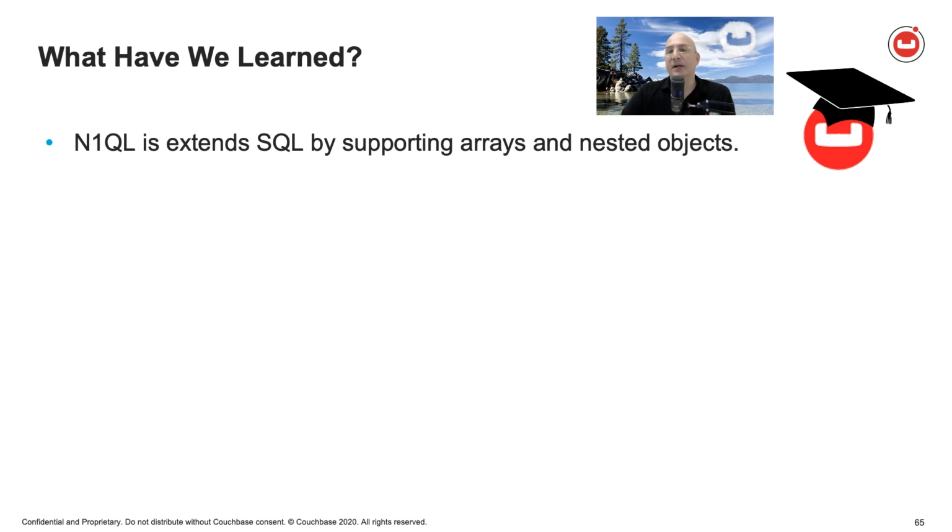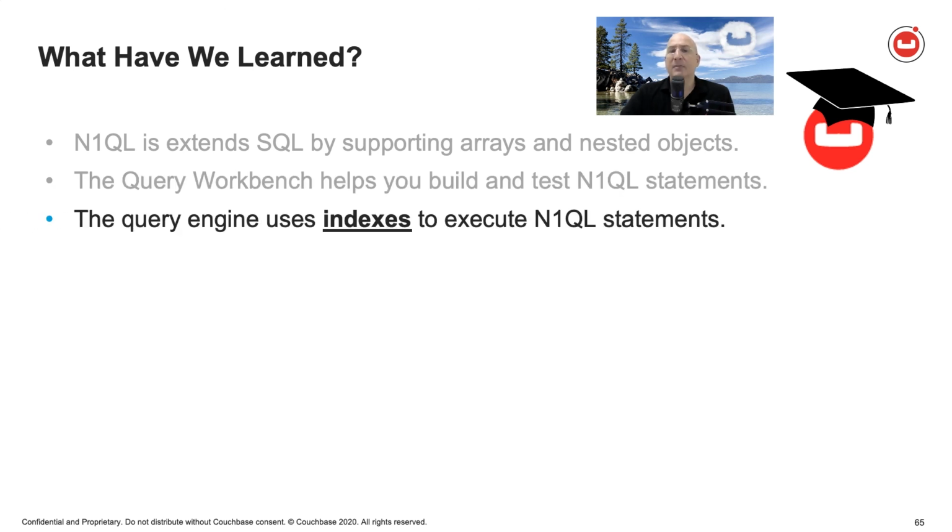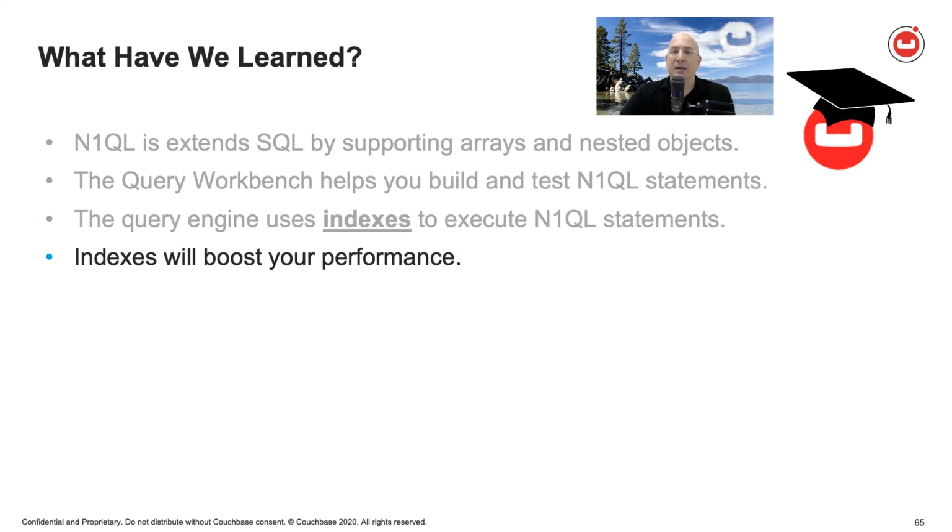With that, we've reached the end of this session. So what have we learned? We've learned that N1QL extends SQL by supporting document keys, arrays, nested objects, and other features of JSON documents. We've got a glimpse at the Query Workbench, which you can utilize to build and to test your N1QL statements. The query engine uses indexes to execute N1QL statements.